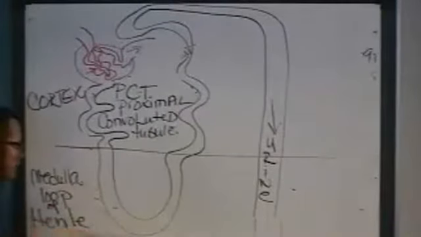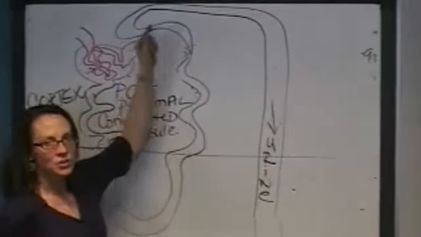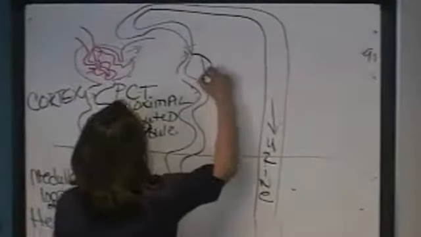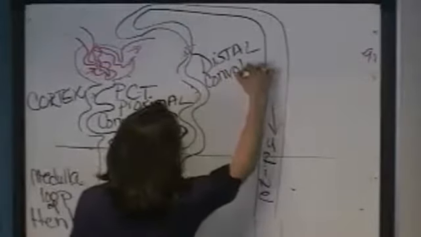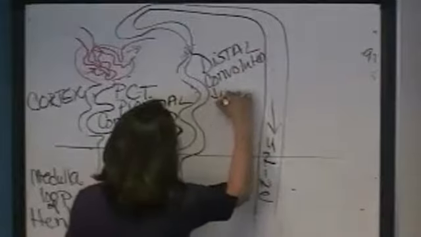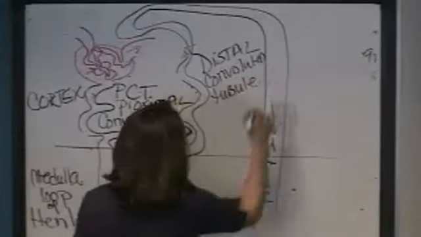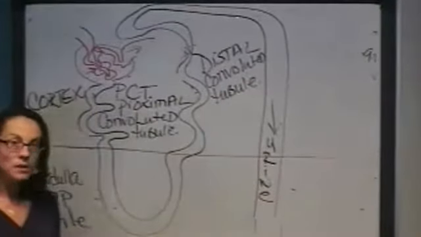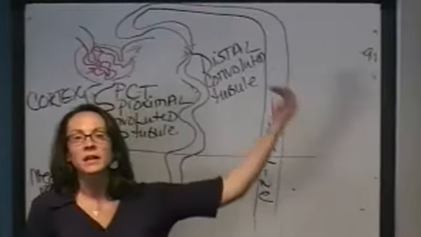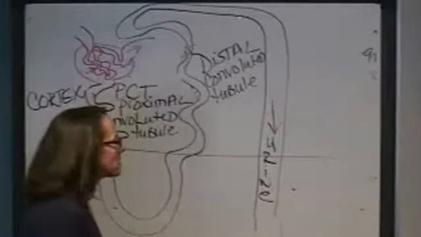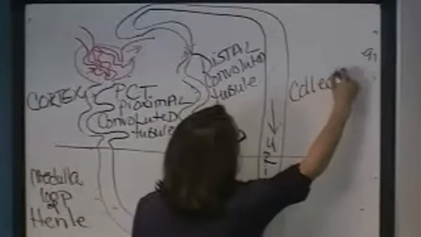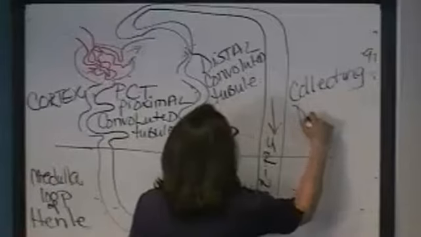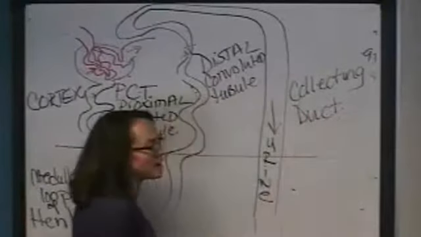The loop of Henle is going to be in the medulla. Now we have twisty-turny again, don't we? That's going to be the distal convoluted tubule. The distal convoluted tubule then leads to what's called the collecting duct. So this straight part is called the collecting duct.